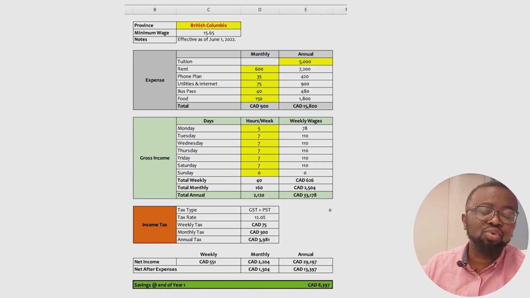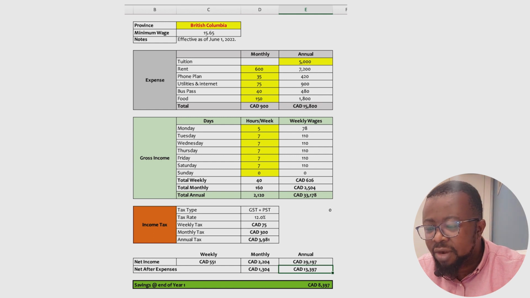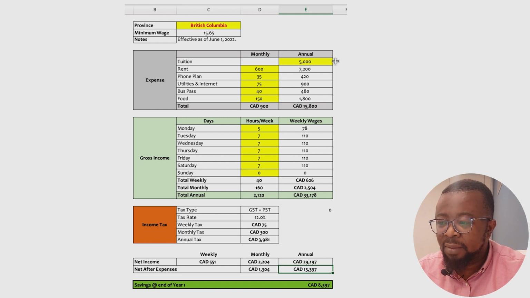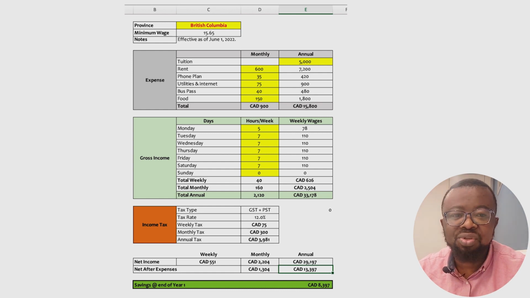Now this person is able to pay himself through studying in Canada, because at the end of year one, he's left with $13,397. And after paying his tuition fee of $5,000, he's still left with about $8,397 to spare. I don't know whether you see it here. So just changing the tuition fee, see how much it has changed the person's ability to pay himself through studying in Canada.